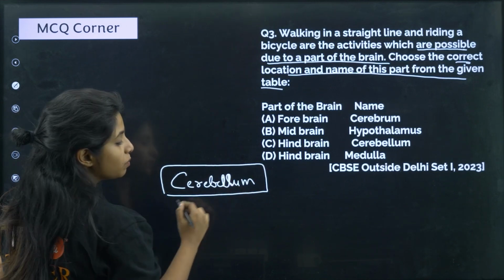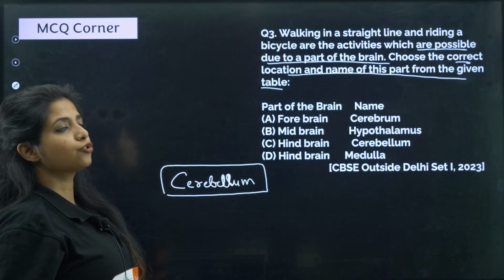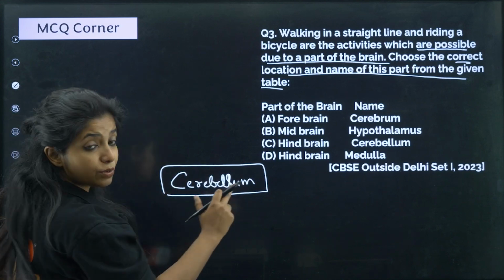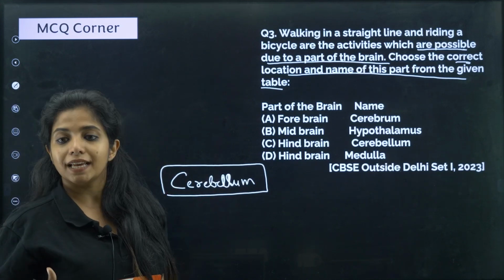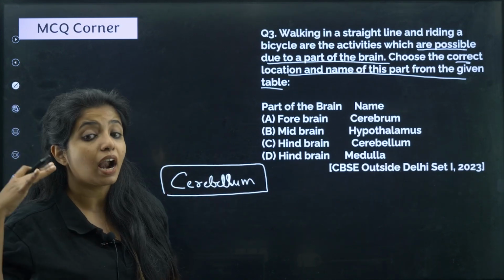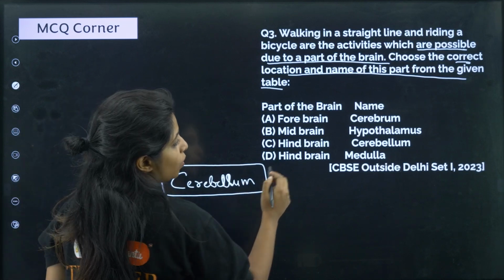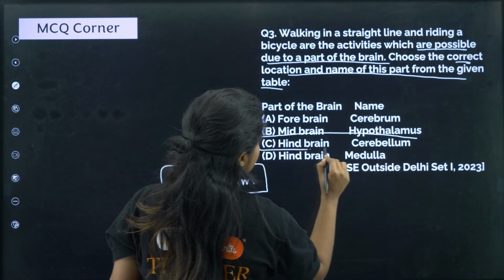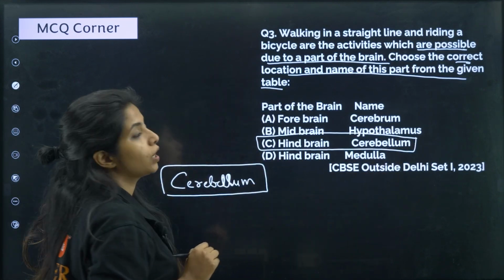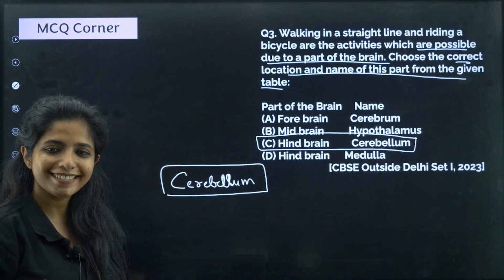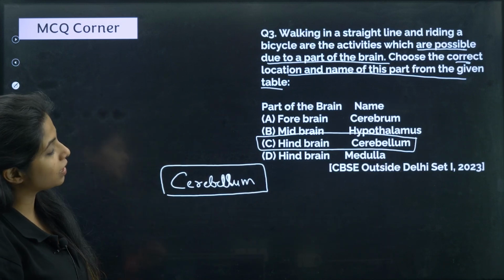The L makes me think about the posture, like straight, always straight. So cerebellum is there for the posture, for the balance and things like that, and it is the part of your hind brain. So hind brain and cerebellum is the answer for this particular question. Easy. Question number 3, getting 1 mark again.